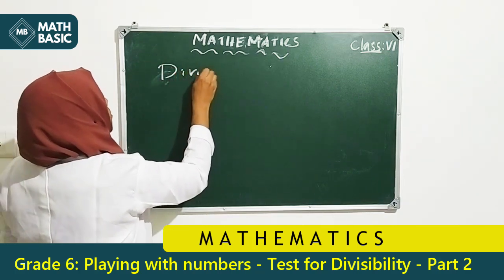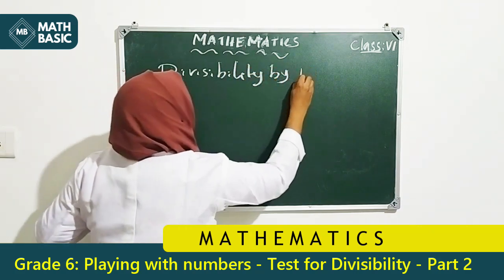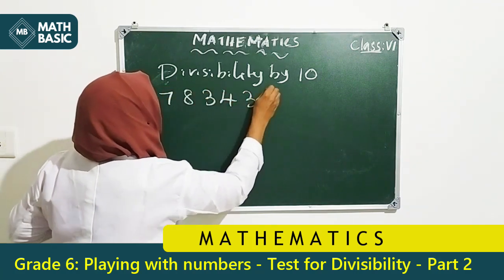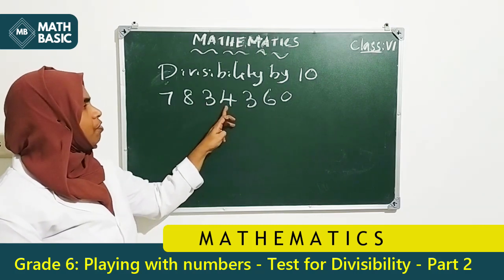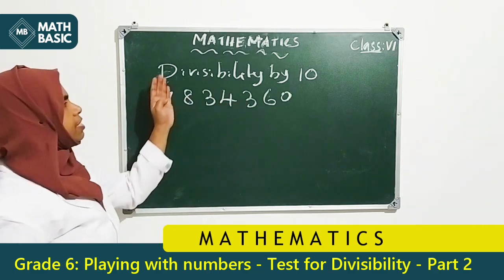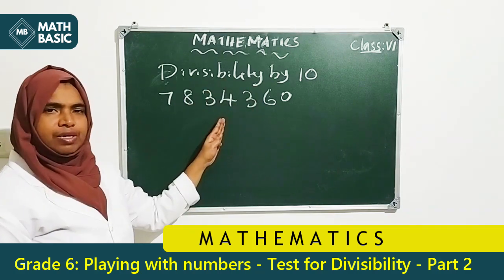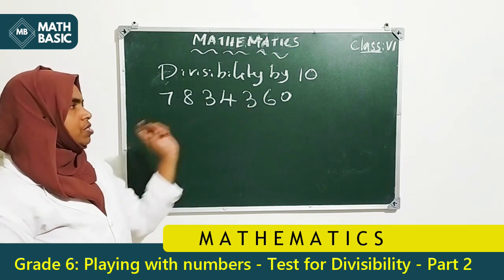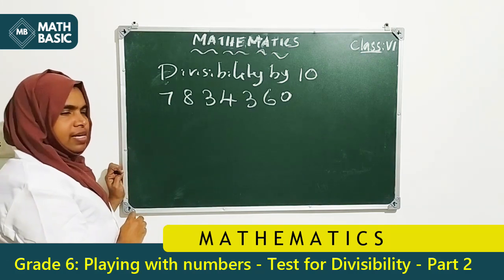Divisibility by 10. See the number 1, 2, 3, 4, 5, 6, 7. This is a 7-digit number. Test for divisibility by 10. See the ones place number. The ones place number is 0. So we can say that this number is divisible by 10.